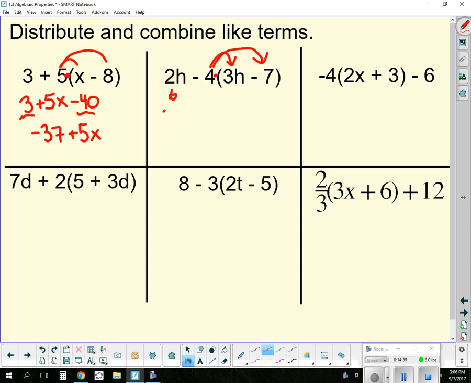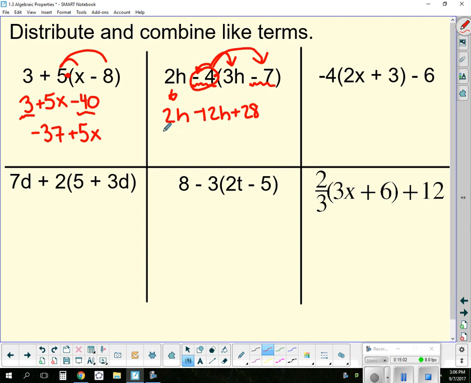2h just gets brought down. We're not doing anything with it yet. What are you distributing here? Don't forget to include your sign. When you have a term, you always look in front of it for the sign. That has to go with it. So negative 4 times 3h is negative 12h. And negative 4 times negative 7 is positive 28.